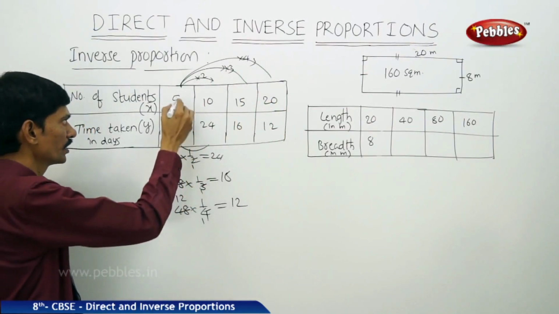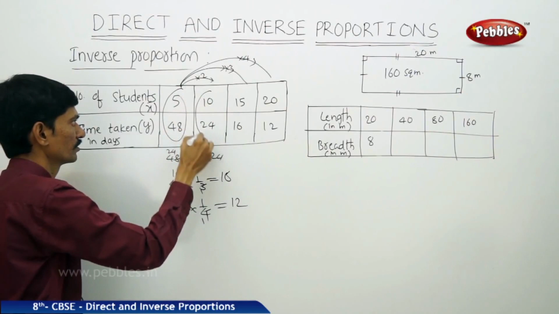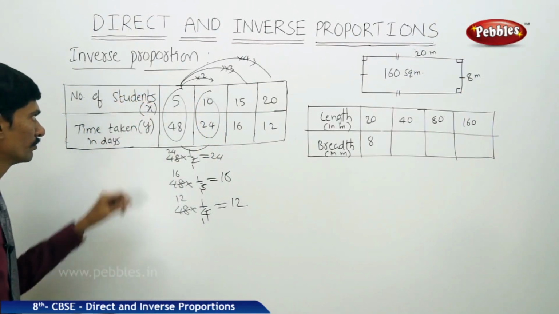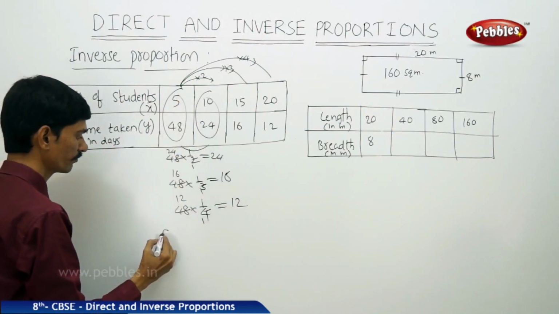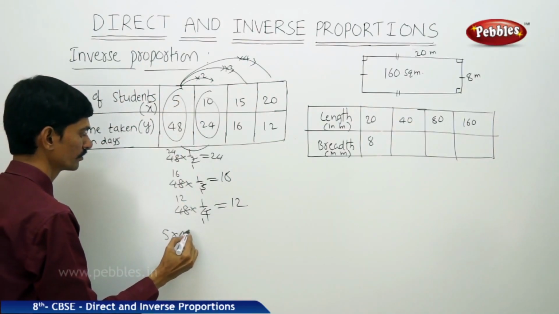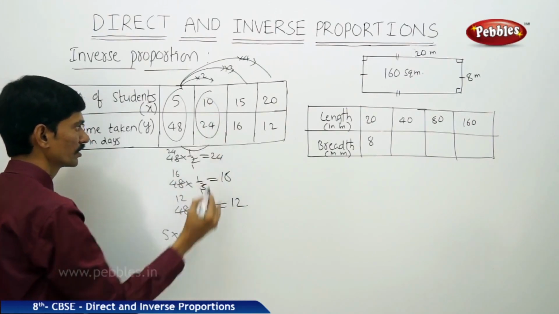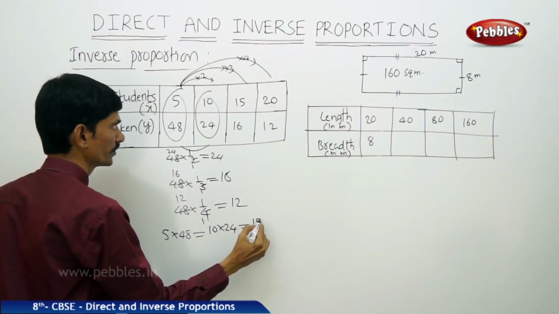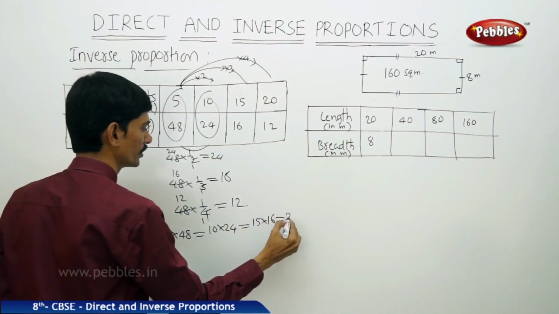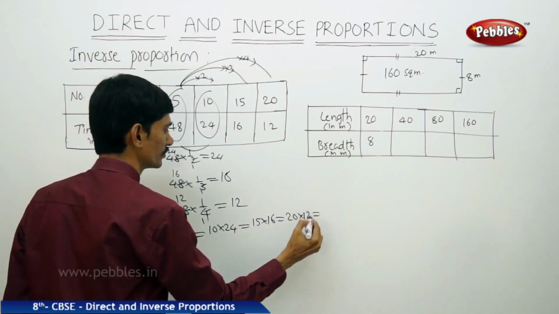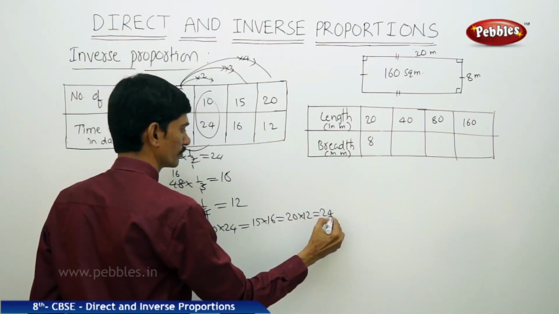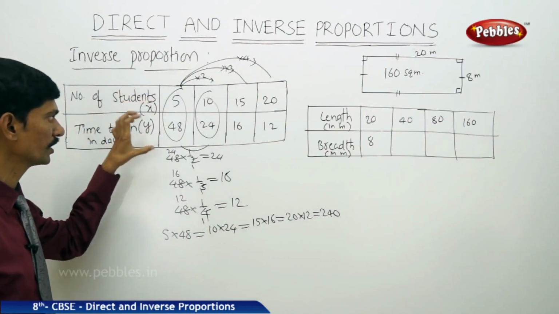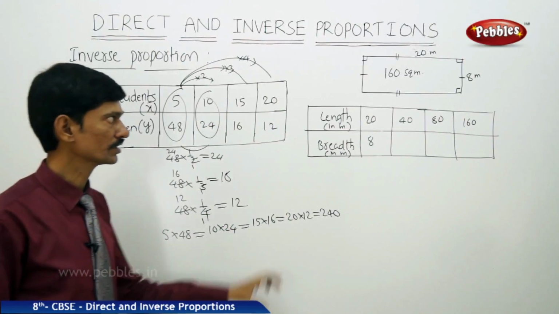We can observe that in each case the product of the first quantity and the second quantity is the same. Let us see in the first case: 5 into 48 equals 10 into 24, equals 15 into 16, equals 20 into 12, that is 240. In each case, the product of the first quantity and the second quantity remains a constant. Now let us see the second case.